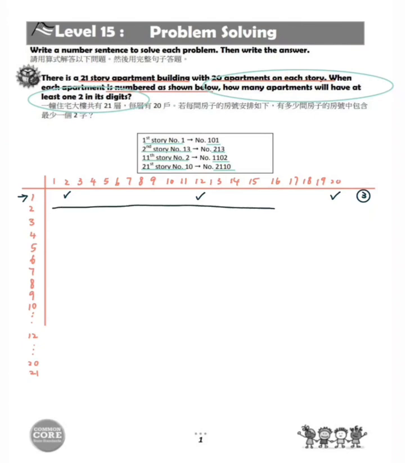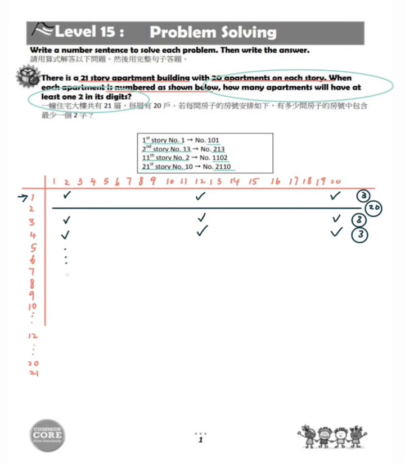Then for the second floor, all apartments are having a 2 because it is the second floor. So there are 20 apartments having a 2 there. So on the third floor, 302, 312, 320, there are 3 apartments having a 2 there. And then the fourth floor, 402, 412, 420, there are 3 apartments having at least one 2 there.